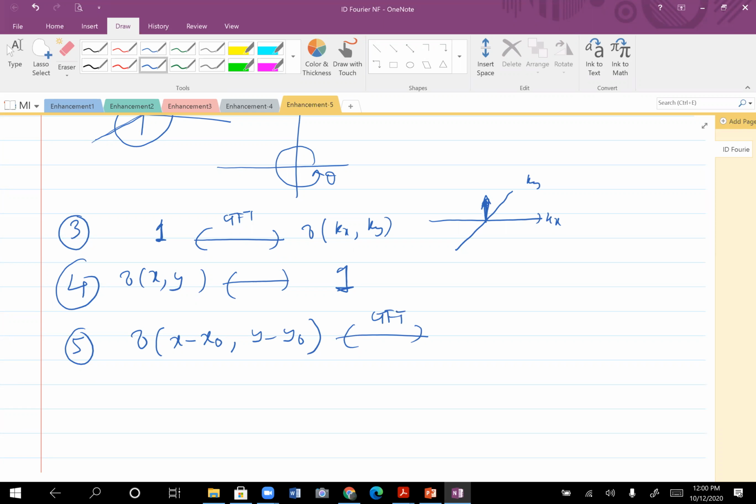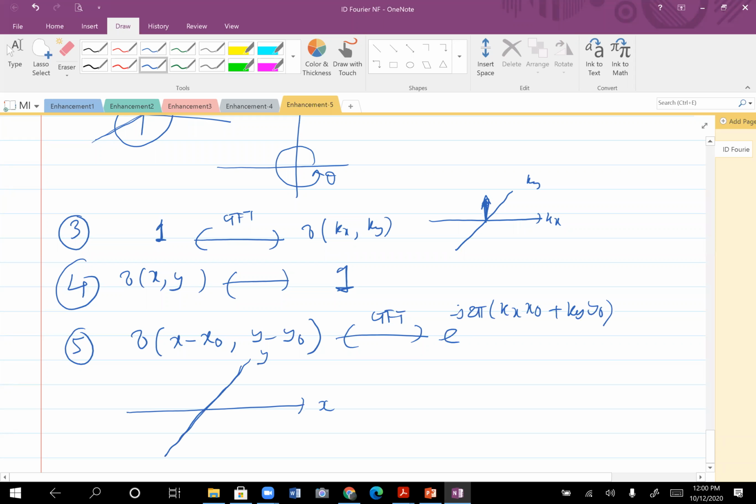Any idea? e to the power shifted one, minus e to the power minus j 2 pi (kx x naught plus ky y naught). Very good. That's all. So how would this look, assuming x naught and y naught are positive? Let me call this x, and this y.